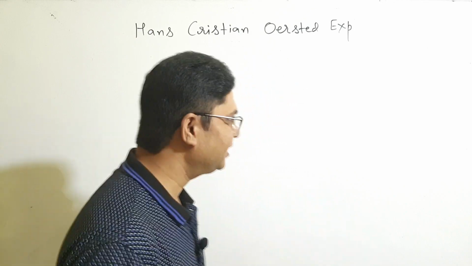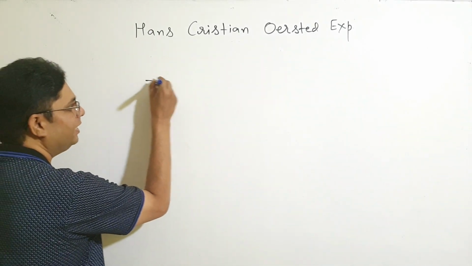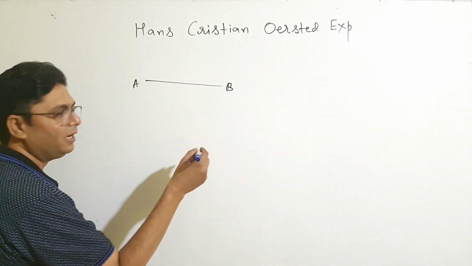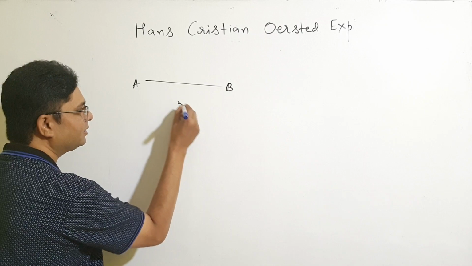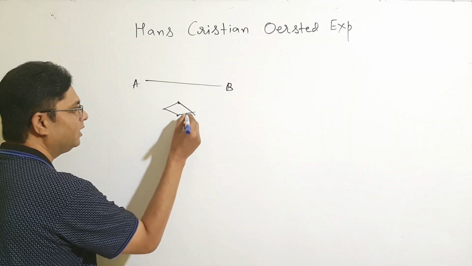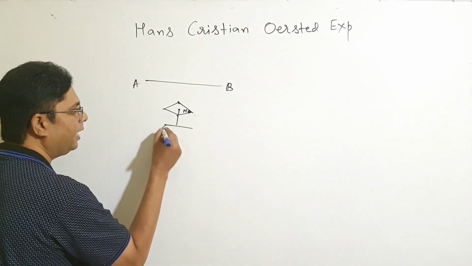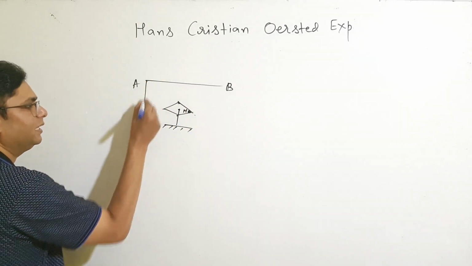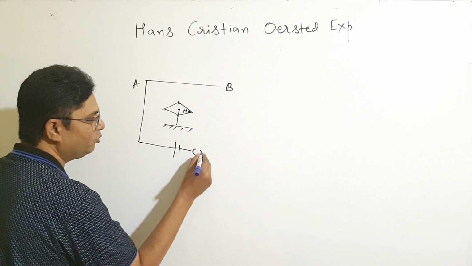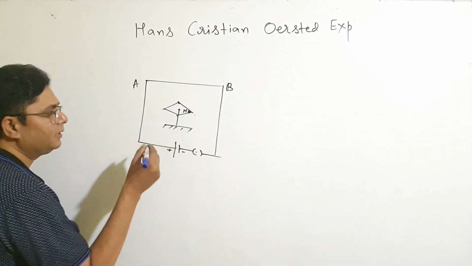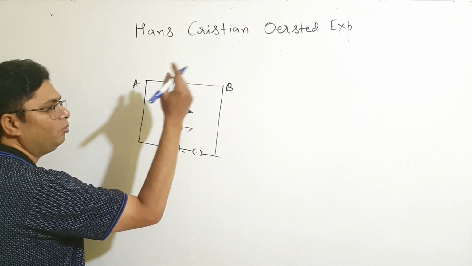For performing the experiment, he took a conductor AB. Below the conductor there is a magnetic compass. This is the north of the magnetic compass. North I am writing here. And this conductor is connected with a battery source and a switch. When the switch is on, then current passes from A to B.